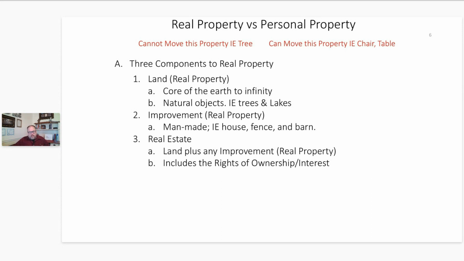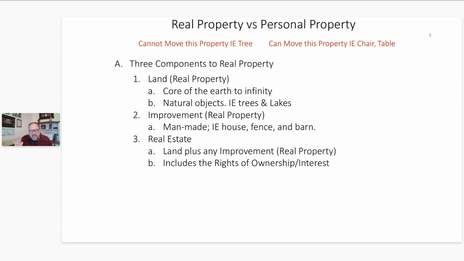Personal property, on the other hand, can be moved. If I go into a house and there's a pool table, I can load it up on a truck. A refrigerator, you can unplug it and roll it out the door. Okay. It's not considered permanent to the property itself. So it's considered personal property. We're going to talk a little bit more about transferring real property versus personal property a little bit later.